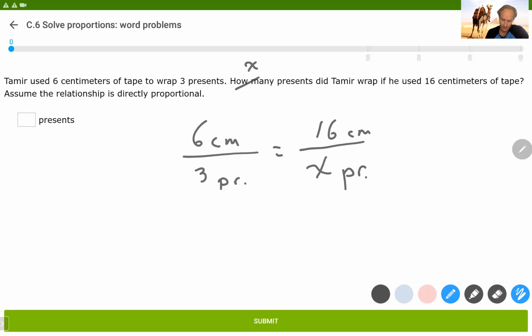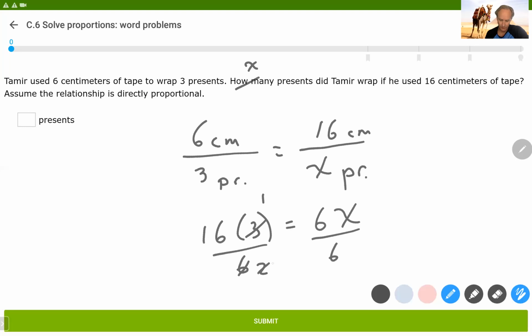16 times 3 is equal to 6x. And we can divide by 6 on both sides to solve. And I could multiply the 16 times 3 and then divide by 6, which is 8. You can do this in pieces. 3 goes into 6 2 times, and into 3 once, and 2 goes into 16 8 times. Either way, we get X is equal to 8 presents.